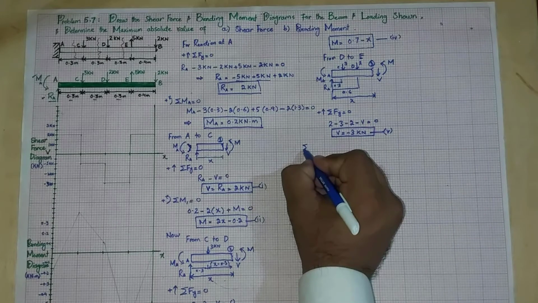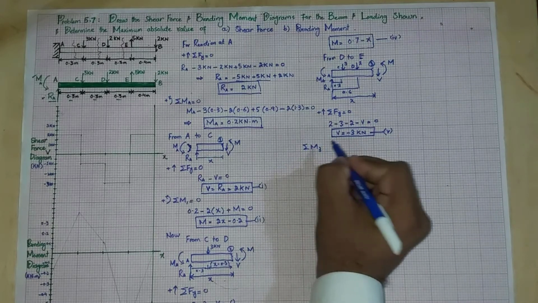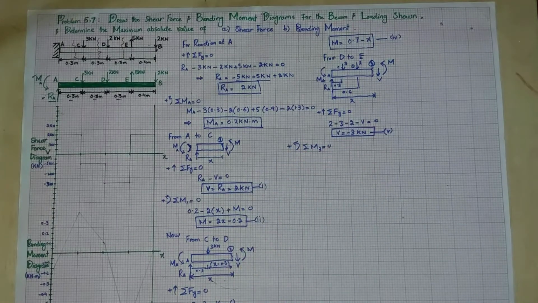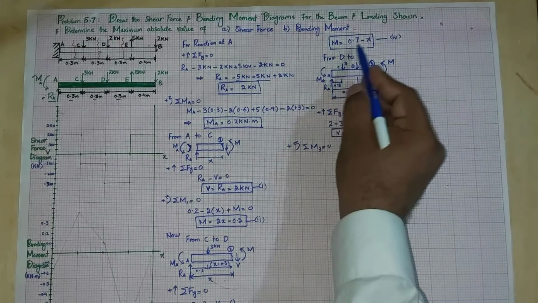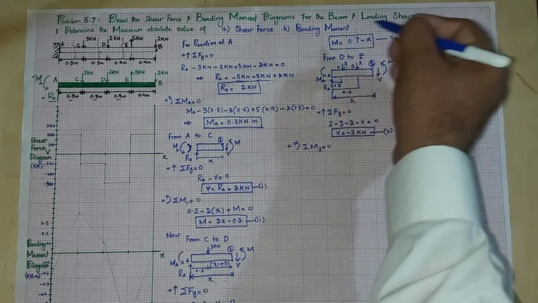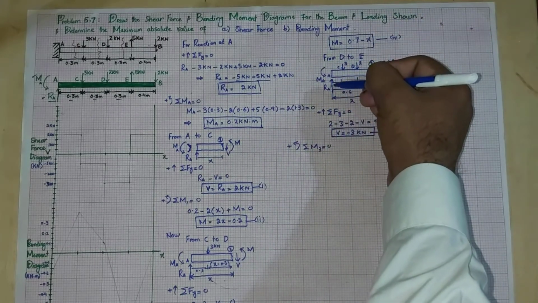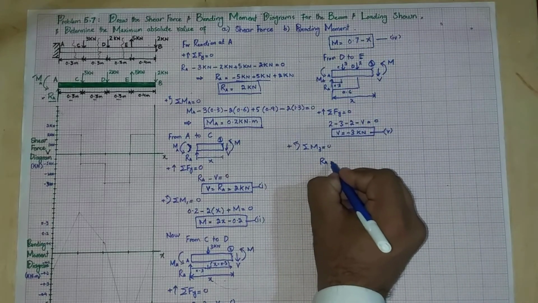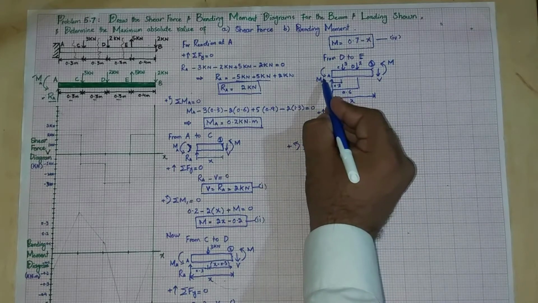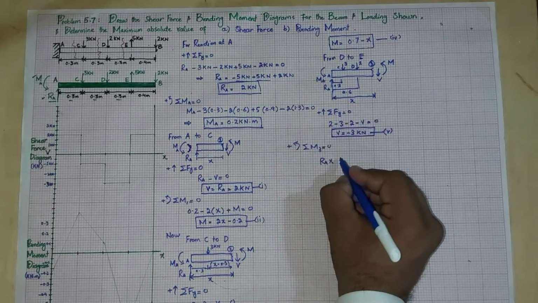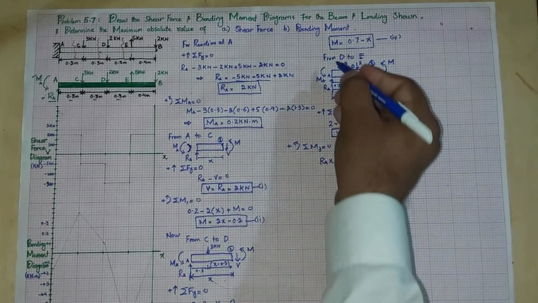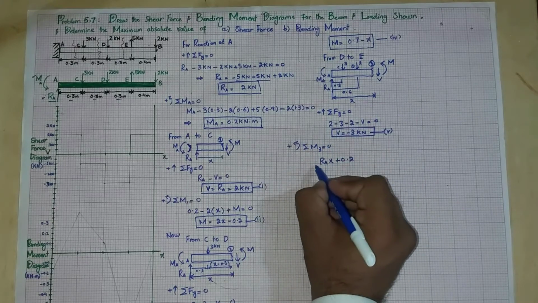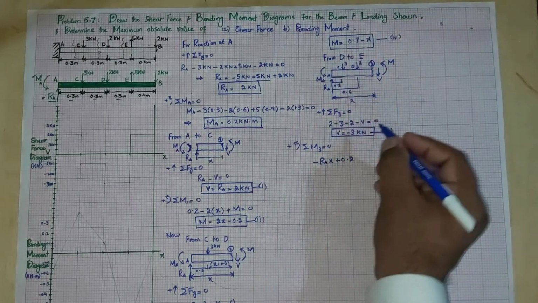Now the sum of all moments at point 3 is equal to 0, and counterclockwise is taken as positive. So you can see there is a reaction force which is producing clockwise rotation. So RA into x, and there is a reaction moment at point A, which is 0.2 kilonewton and is counterclockwise. So that will be plus 0.2, and RA into x will be minus because it is producing clockwise rotation.